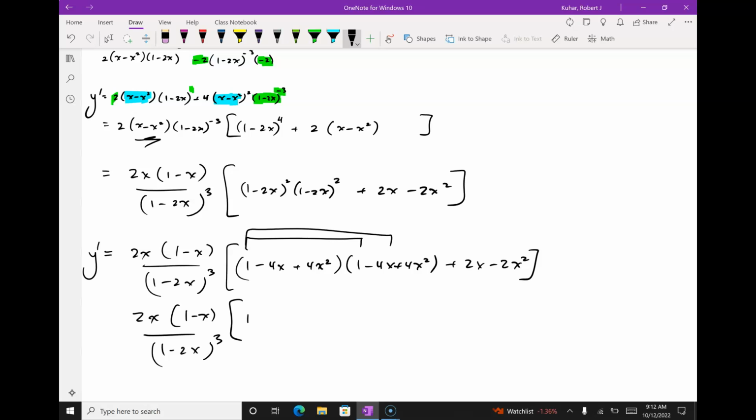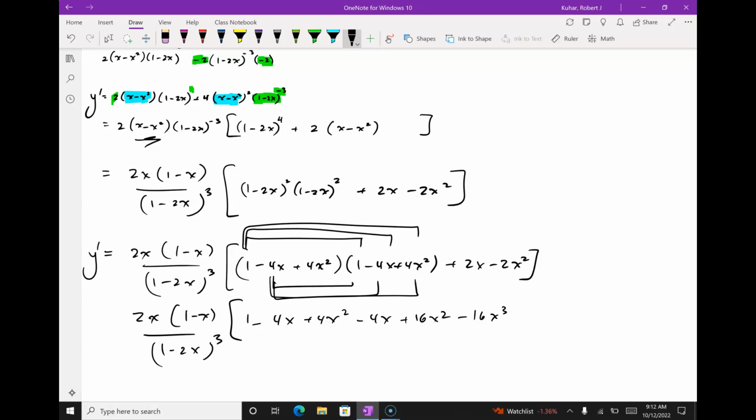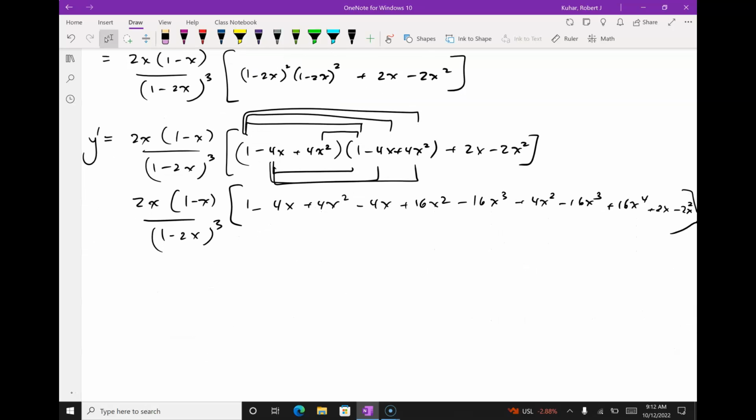So I've got a 1, I've got a minus 4x, I've got a 4x squared, I've got another minus 4x, I've got a positive 16x squared, I have a negative 16x cubed, 4x squared, a minus 16x cubed, a plus 16x to the fourth, plus a 2x minus a 2x squared. And you see what I mean about trying to save paper. I'm getting myself in trouble here trying to squeeze things in. I don't want to be doing that, right?